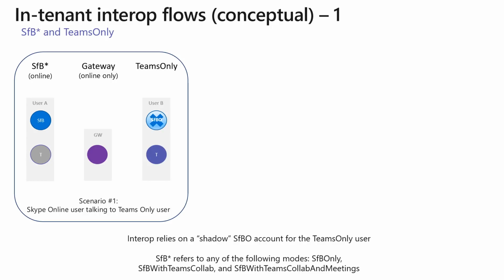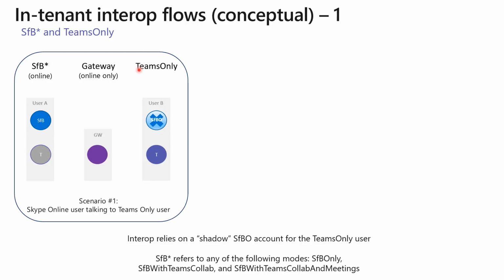So if we follow along on the screen here, this is my Skype for Business user. Now again, the SfB star refers to any of the Skype for Business coexistence modes. So Skype for Business only, Skype for Business with Teams Collab, Skype for Business with Teams Collab and Meetings. They all function the same way from a routing perspective. So here's my first user, user A. They have Skype for Business Online. They're not currently using Teams, so that's grayed out.